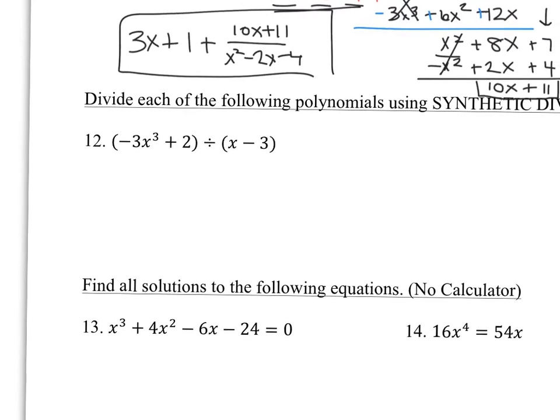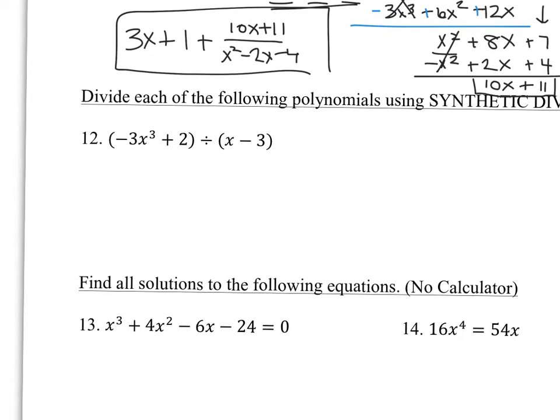So now I want to divide each of the following by synthetic division. So to do this by synthetic division, I'm going to take the opposite of this, so positive 3. And now I'm going to write down all of the coefficients from highest degree to lowest degree. So my highest degree is 3, so my leading coefficient is 3. My degree of 2 has a coefficient of 0, so I have to give it a 0. My degree of 1 also has a coefficient of 0. My degree of 0 is 2.